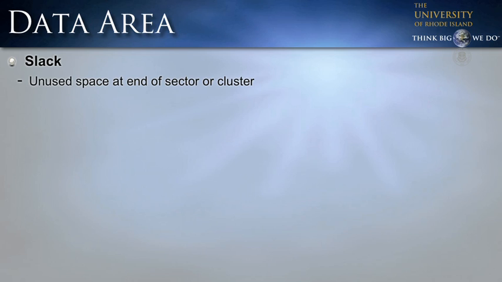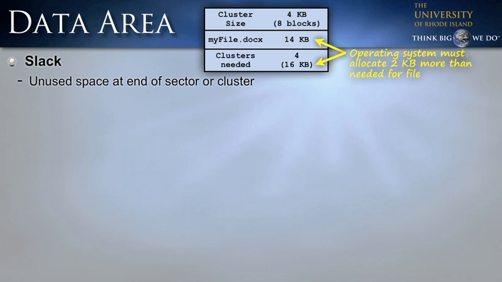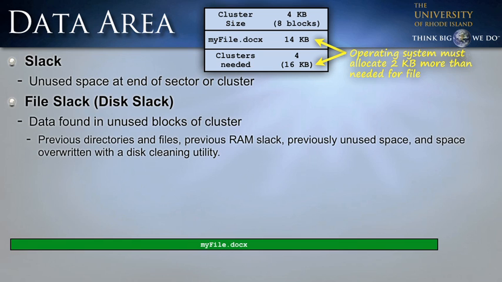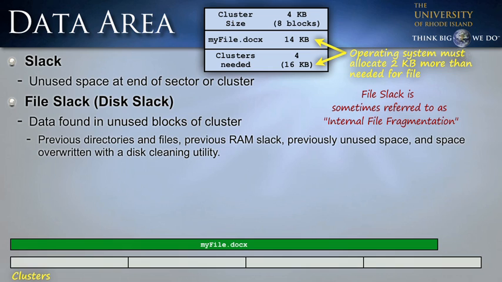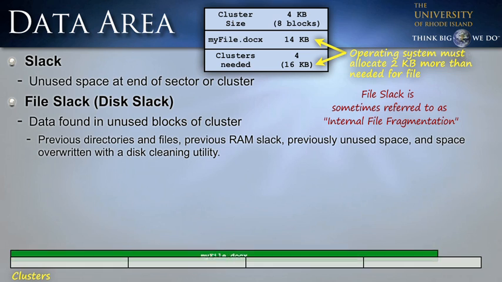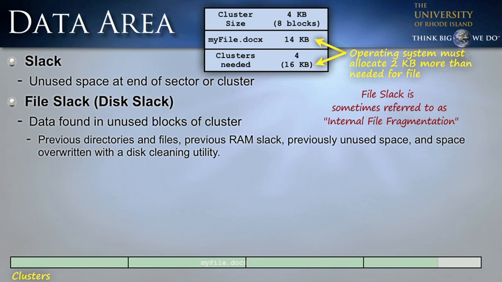An important forensic concept we mentioned earlier is that of slack, unused space at the end of a sector or cluster. In our example, we had disk or file slack of 2 kilobytes since the operating system had to allocate 16 kilobytes for our 14K file. File slack is the data that's found in the unused blocks of a cluster in a situation such as this. Here we have our 14K file, and here are the 4 clusters that we use to store our file. When our file is saved to disk in those 4 clusters, we end up with file slack in the last half of the last cluster. This area that is not used by our file will contain data remnants of whatever was stored there previously, files, directories, or whatever.